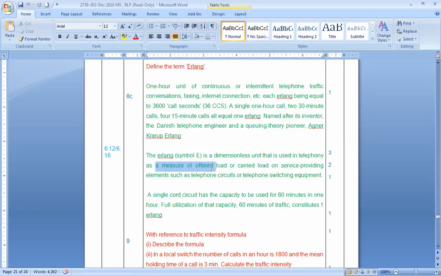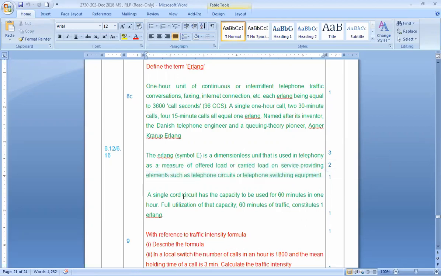It is a measure of offered load or carried load on service-providing elements such as telephone circuits or telephone switching equipment. This becomes very important in understanding how the network actually works. How much load is there, and what can be done if the load is more, meaning users are more and usage is high? How do I increase the capacity? All this is taken into consideration.